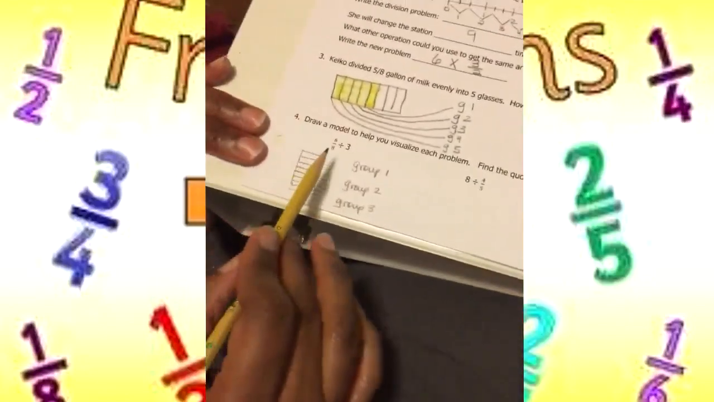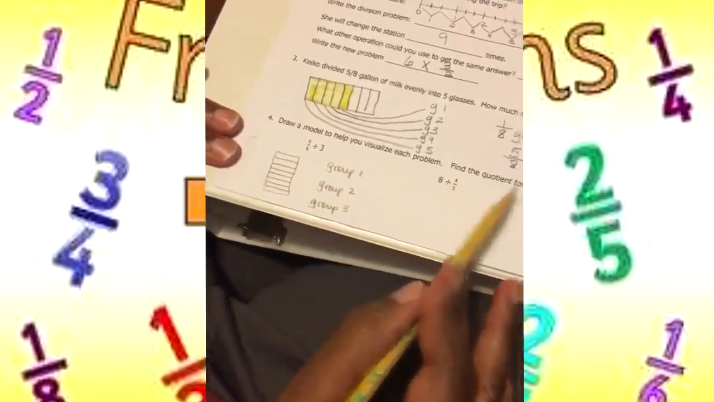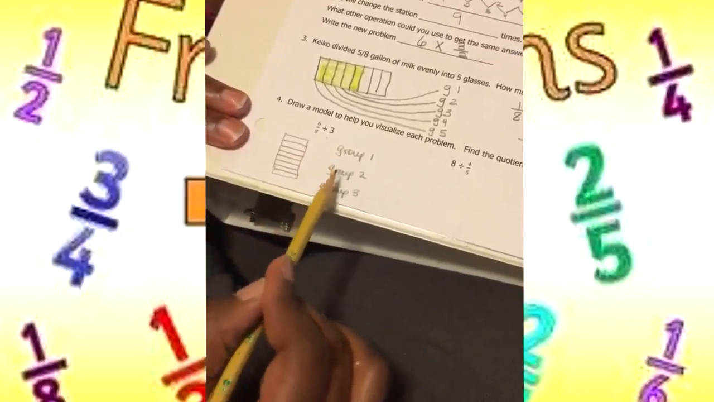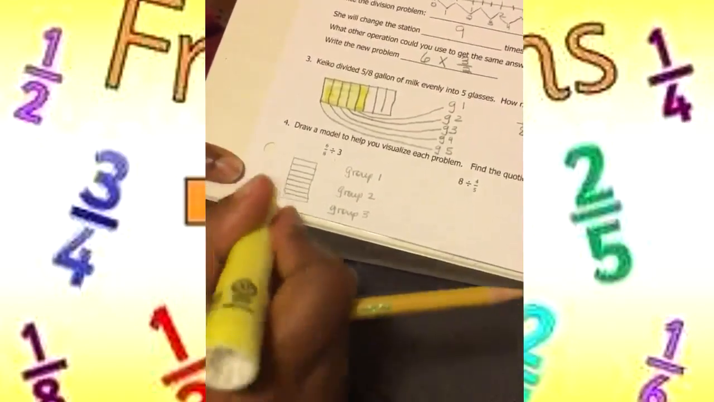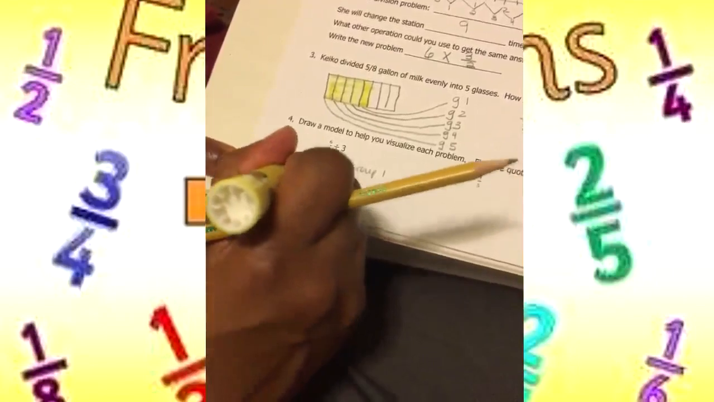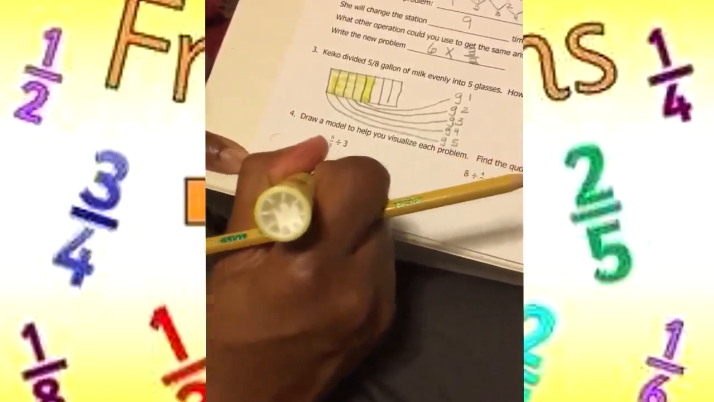Number 4, draw a model to help you visualize each problem. Find the quotient for each. So the first one, I'm starting with 6/8 and I want to divide it into 3 equal groups. So I've already written down the 3 groups. Let me shade in 6 of them. So here's a rectangle divided into eighths. I'm going to shade in 6 of those eighths. So we're starting with 6/8.